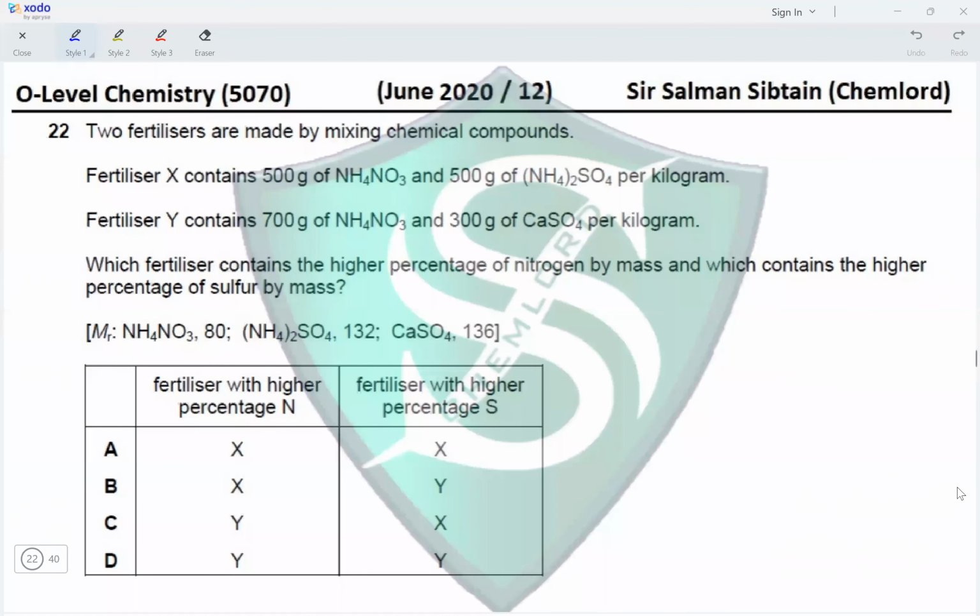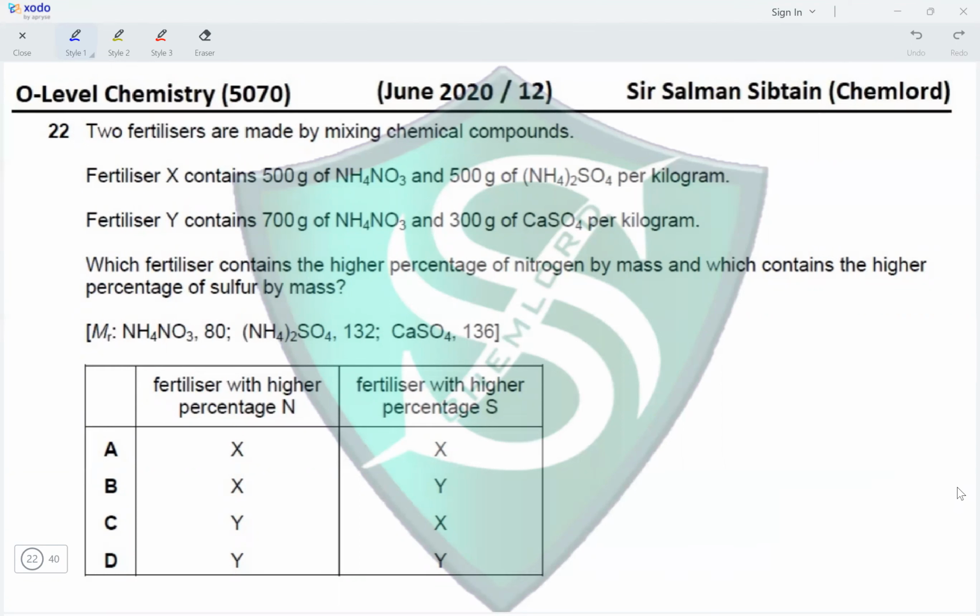Question 22. Two fertilizers are made by mixing chemical compounds. Fertilizer X contains 500 grams of ammonium nitrate and 500 grams of ammonium sulfate per kilogram. And fertilizer Y contains 700 grams of ammonium nitrate and 300 grams of calcium sulfate per kilogram. Which fertilizer contains a higher percentage of nitrogen by mass and which contains a higher percentage of sulfur by mass?